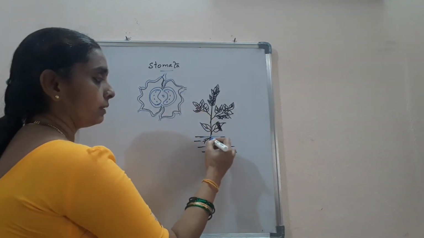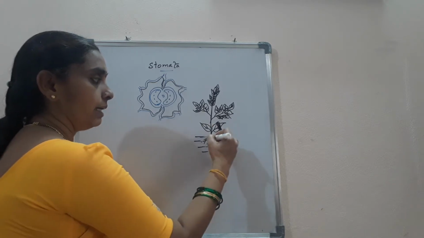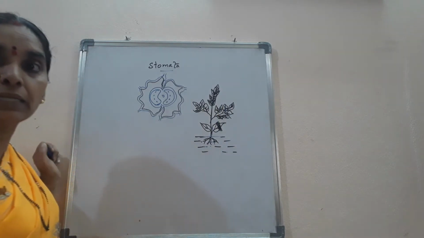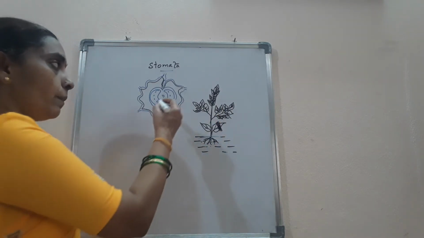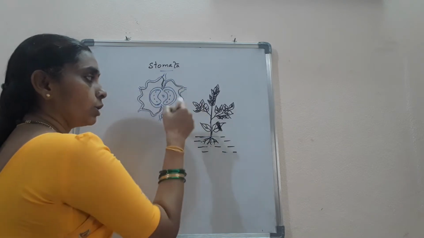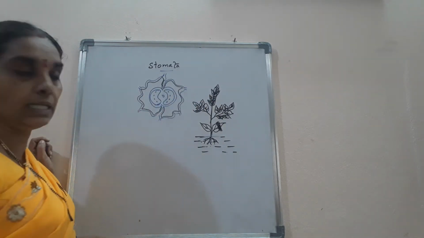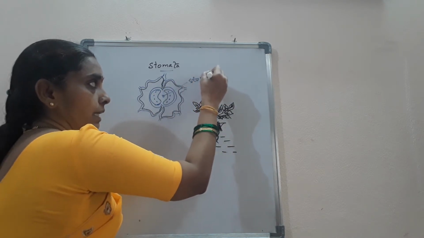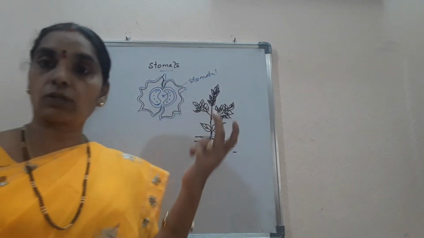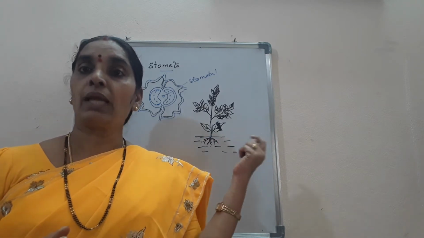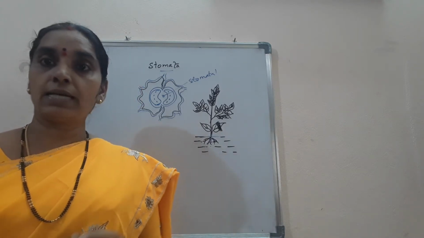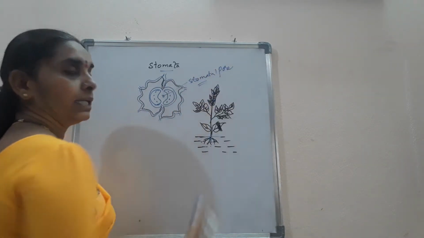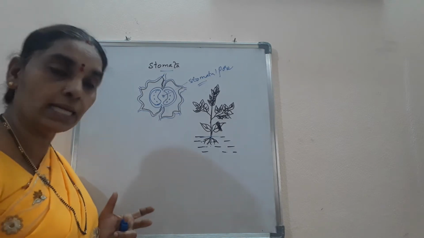This is the soil. The roots absorb water from the soil and conduct it through the stem to the different parts of the plant. You already know this is the stomata. These are the tiny pores present on the epidermal layer of the leaves, isn't it? Through these stomatal pores, they take in carbon dioxide from the atmosphere and release oxygen. So the exchange of gases takes place through the stomatal pores on the leaves.